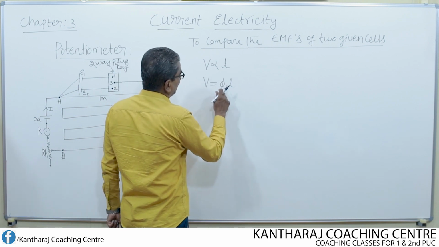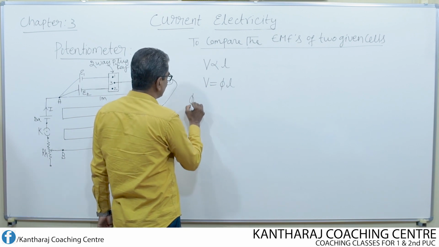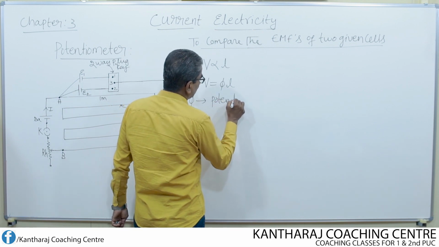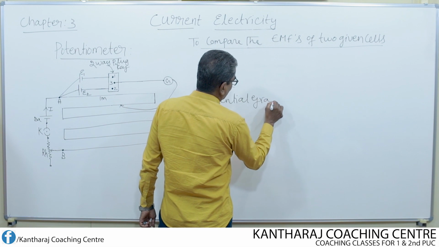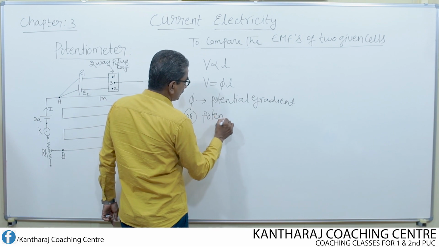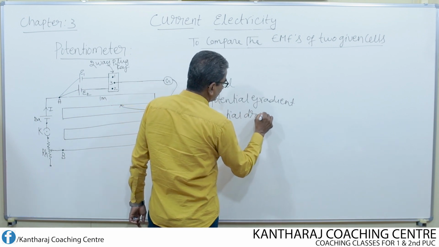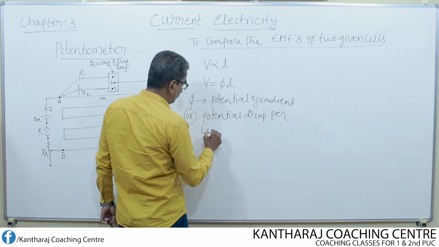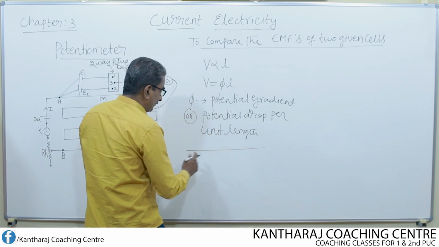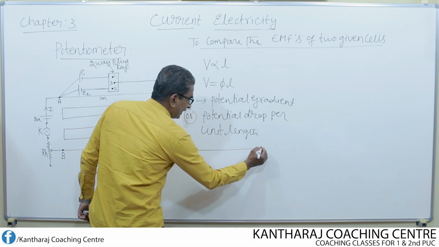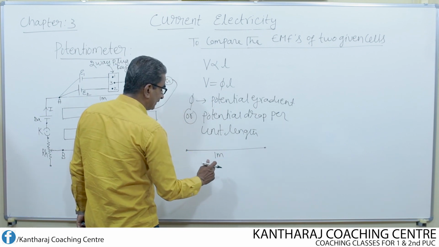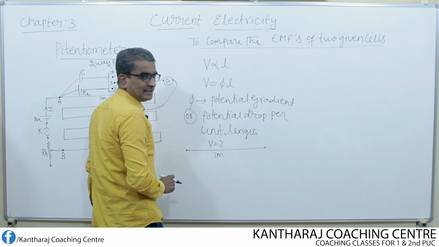V equal to phi into L. What is phi? Phi is a constant, and we call this constant the potential gradient or potential drop per unit length. That means, suppose the wire is of length, let us say, 1 meter from this end to this end, then for this 1 meter, whatever potential difference exists is known as the potential gradient.